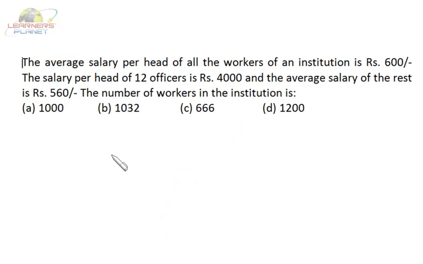Now let's see this question. The average salary per head of all the workers of an institution is rupees 600. The salary per head of 12 officers is rupees 4,000, and the average salary of the rest is 560. We have to find out the number of workers in the institution. Okay, now salary of officers is 4,000 and salary of other workers is 560, and the average salary is 600.